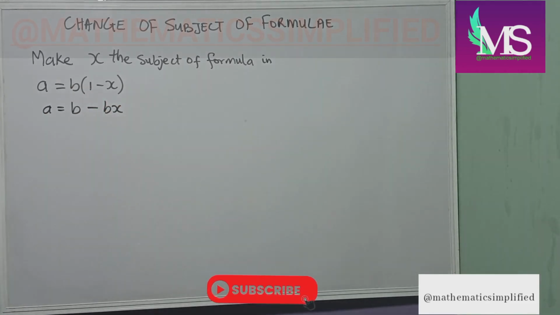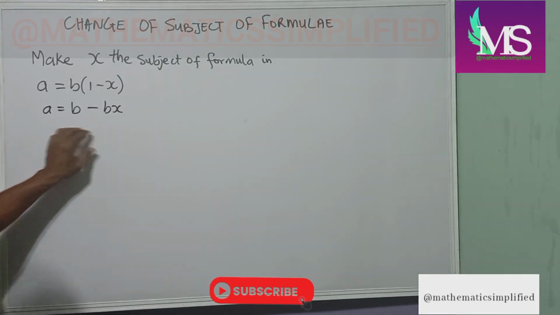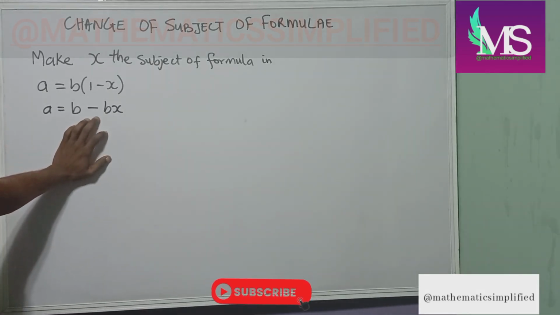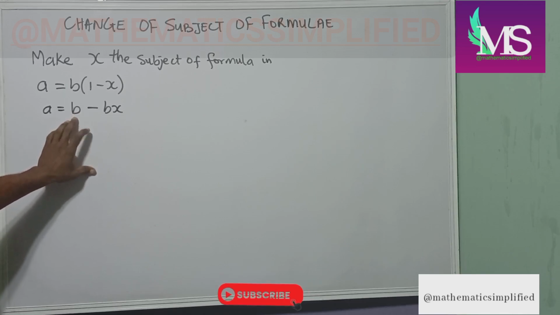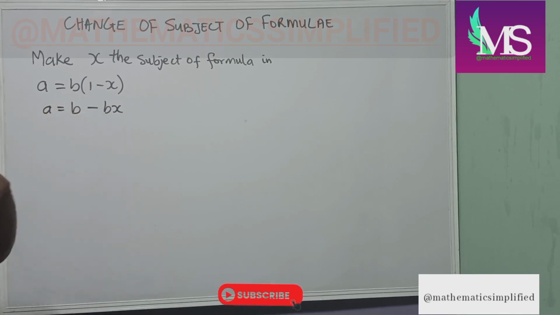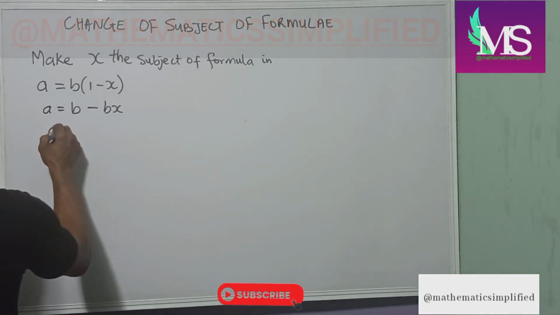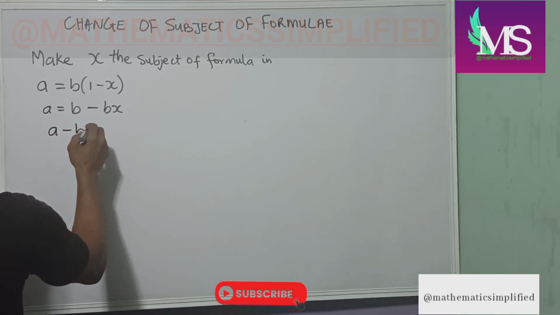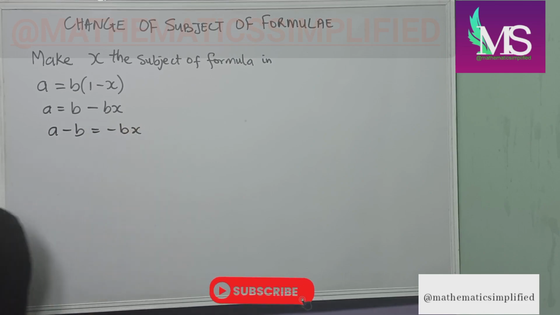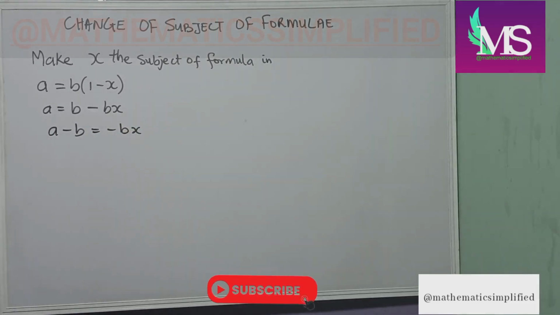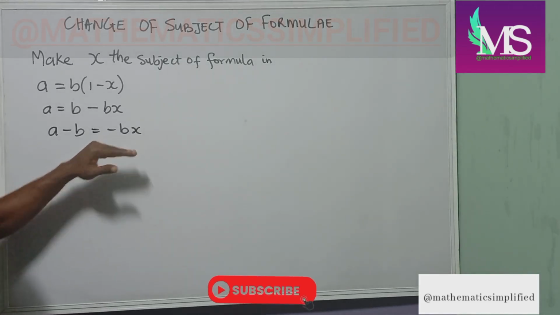Now, from here, we have an addition, okay? So we'll subtract b from both sides. Since this is positive, in order to eliminate this b, we subtract b from both sides. So we now have a minus b equals minus bx. Okay, now, but we need to keep this positive.